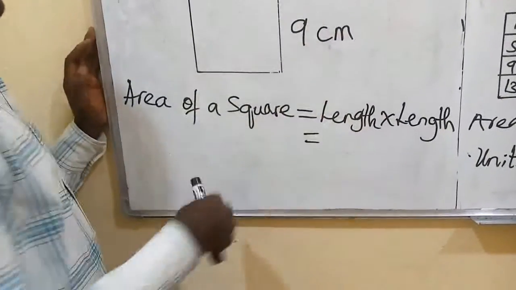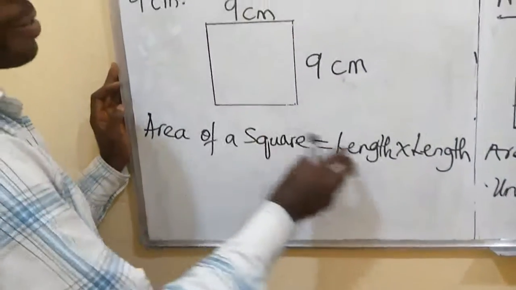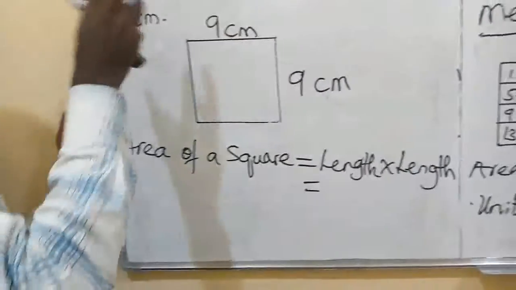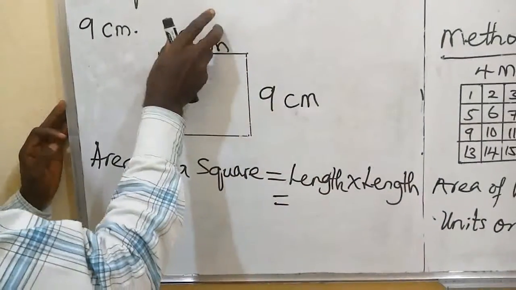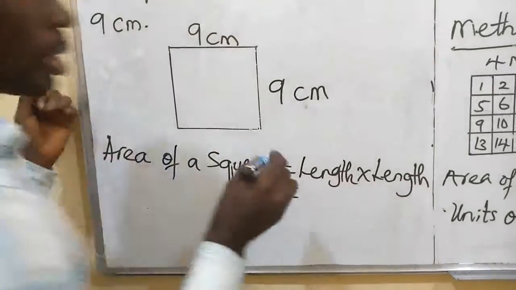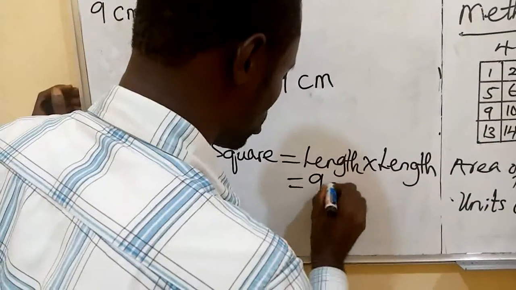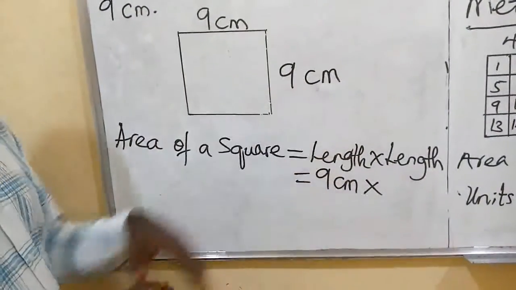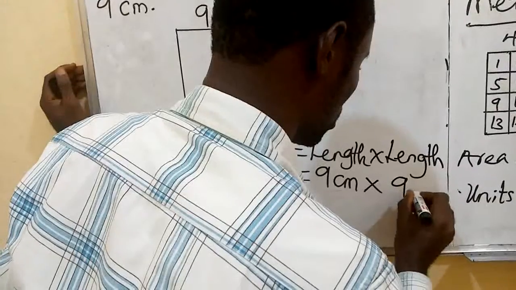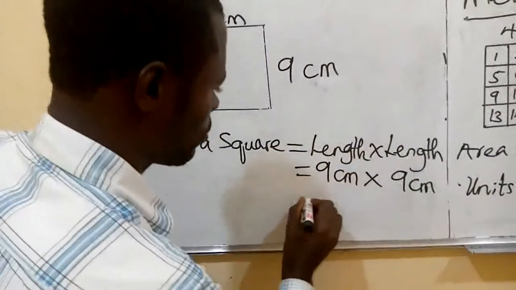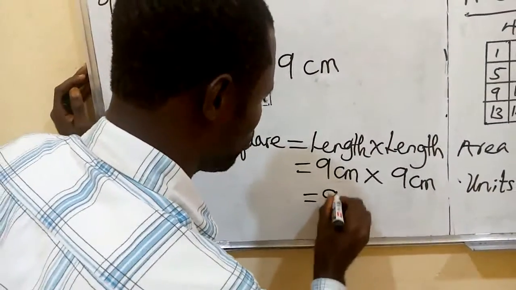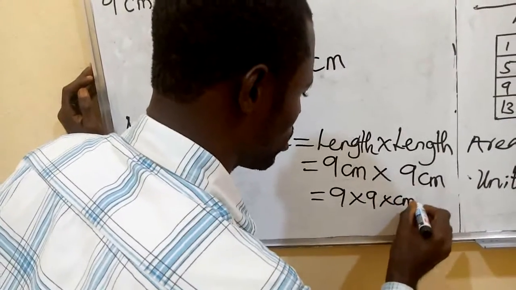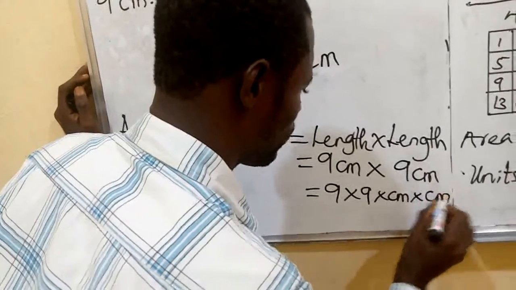So now, next thing we are going to substitute. Where you have the first length, you substitute for the number you find there, or the length of that side. So now, the length has been given, this other side, to be what? 9 centimeters. Times the second length has been given to be what? 9 centimeters. So now, you bring the numbers together. Here we have 9 times 9 times cm times cm.